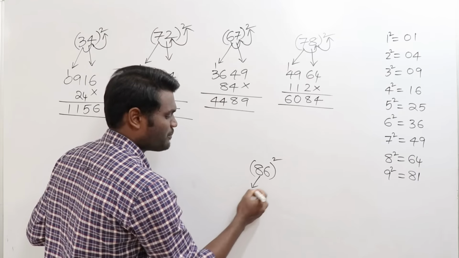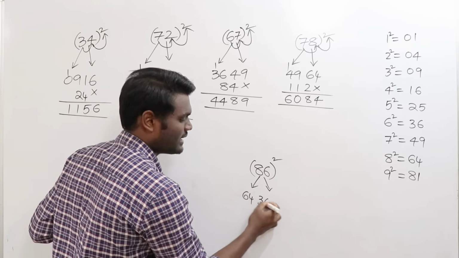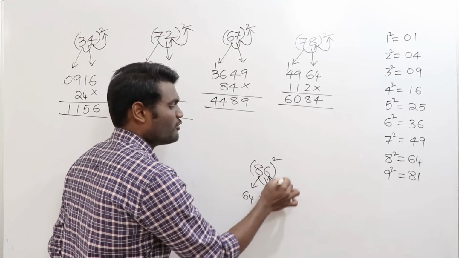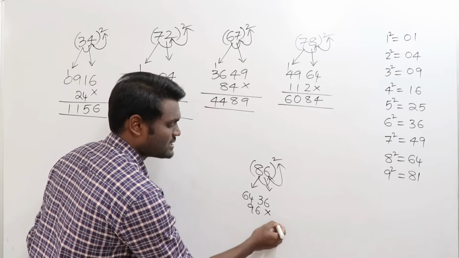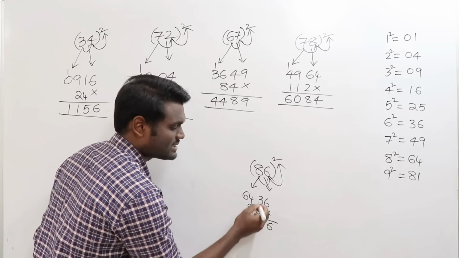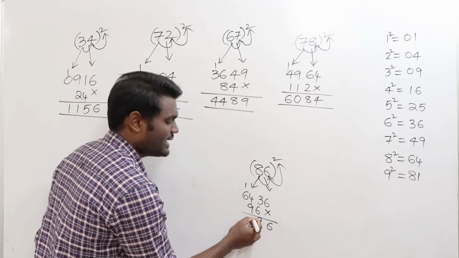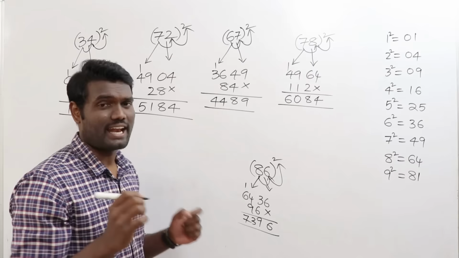86 square: 8 square will be 64. 6 square will be 36. Next, multiply the numbers. 8 into 6, 48. 48 into 2, 96. Leave the units place and write 96. Now add the numbers. 6. 3 plus 6, 9. 9 plus 4, 13. Write 3 and carry 1. 6 plus 1, 7. So this will be 7396.